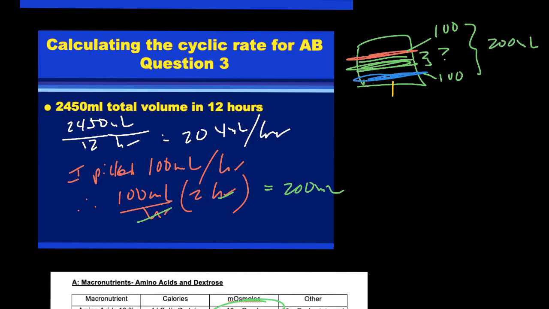So what is the volume of this middle? You know that you have a 2450 total volume minus 200 milliliters gives you 250.